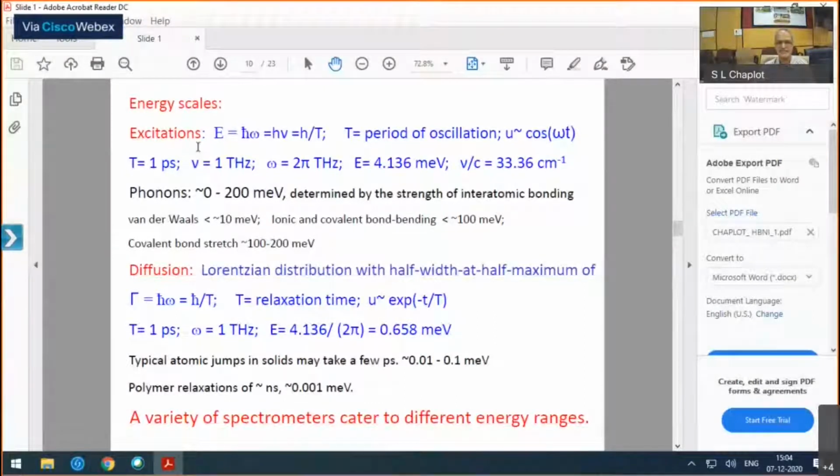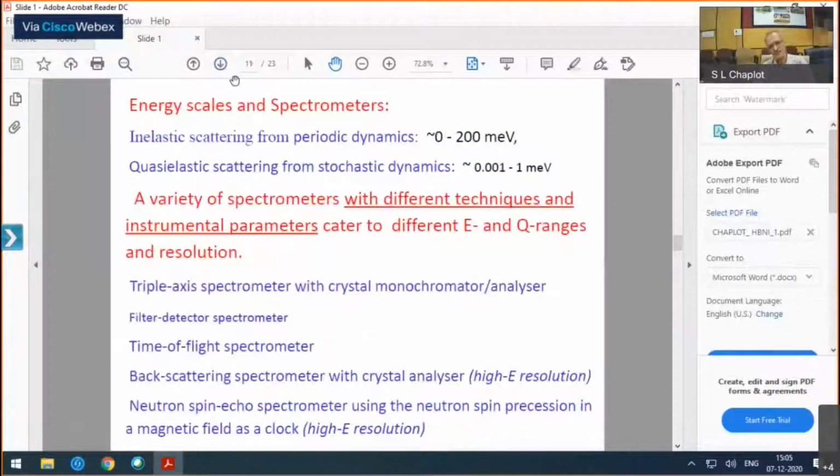On the other hand, if you have excitations with a time period of about, let's say, a picosecond or a frequency of a terahertz, then the corresponding energies are about 4 millielectron volts, or in terms of inverse centimeters, 33 inverse centimeters. Now, because we have a range of requirements of the energy transfer and the resolution, there are a large number of spectrometers which cater to these different requirements. So now we'll move on to today's lecture.